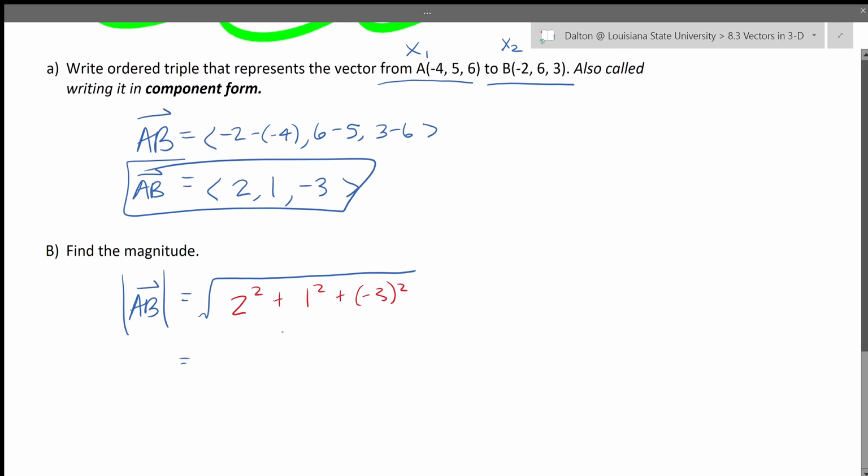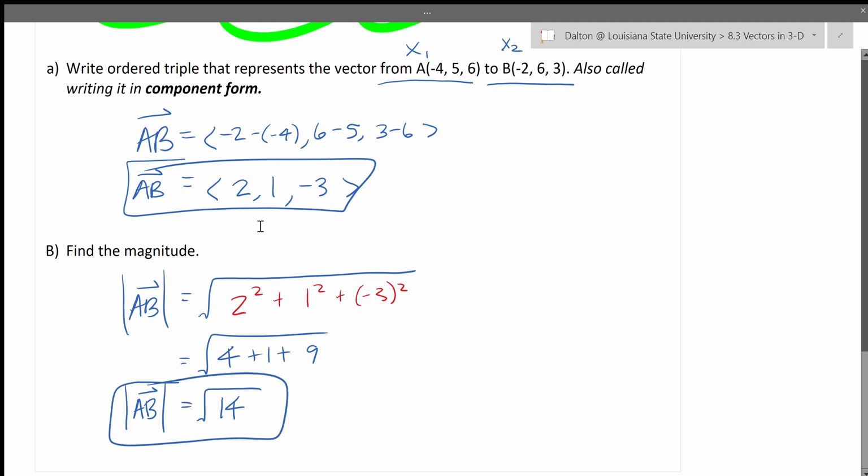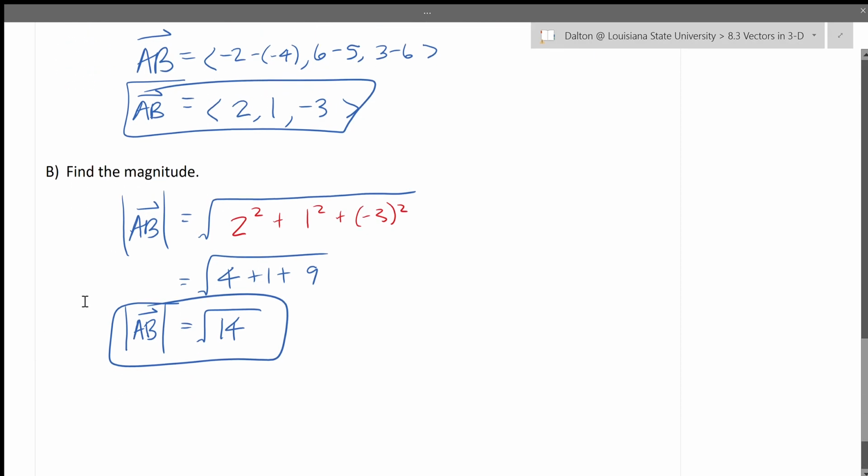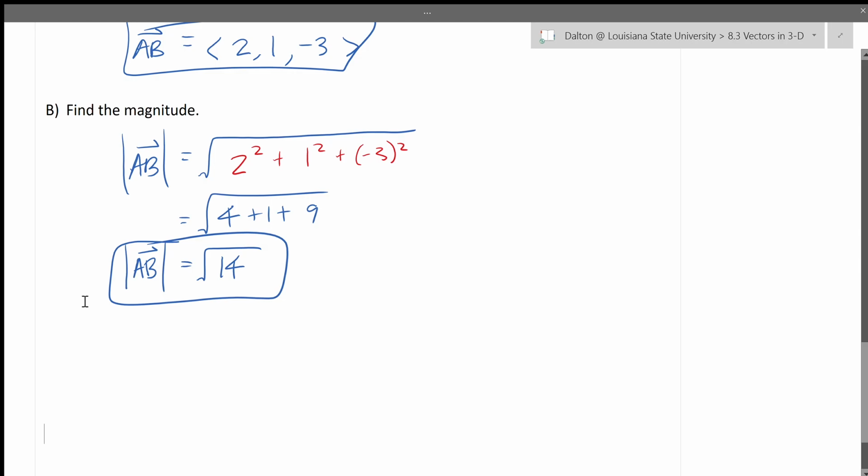So this is going to equal the square root of 4 plus 1 plus 9, which will be the square root of 14. Now, again, you always need to make sure that you are in simplest form, that this number cannot be reduced at all, and it cannot. So you can go ahead and leave it like that. But in the future, be careful if there are square numbers that actually simplify. Okay, let's do another example.